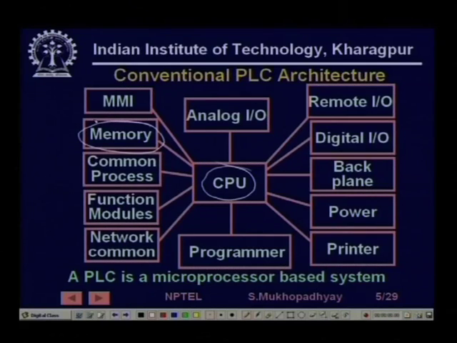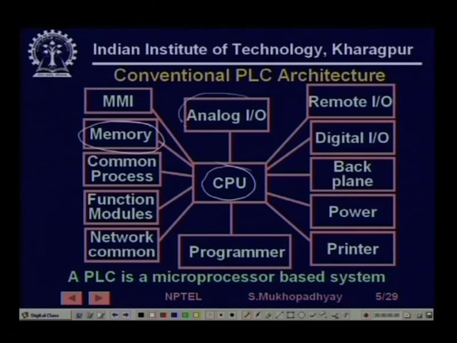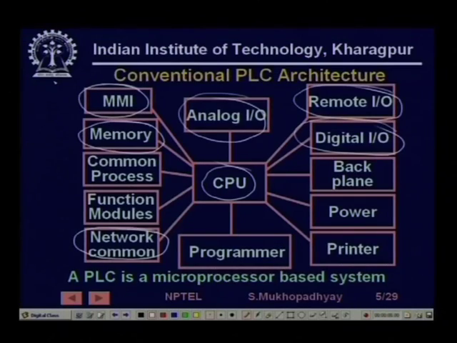You can easily make out that PLC applications are very rich in I/O, because their basic job is to interact with the physical world, right. So, you have various kinds of I/O. For example, you have analog I/O, digital I/O, remote or sometimes called distributed I/O, and you also have network communication, much of it again I/O. You have the man machine interface, which is also a kind of input output. Then you have a programmer, by which you can develop a program, let us say an RLL program, and load it into the PLC memory; that is also a kind of I/O.